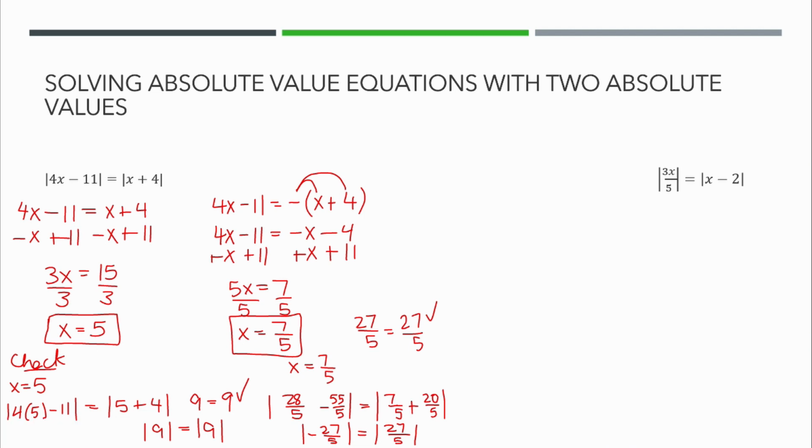Alright, let's do the second one. The absolute value of 3x divided by 5 is equal to the absolute value of x minus 2. So again, I'm just going to choose to negate the right side because this one seems a little complicated.